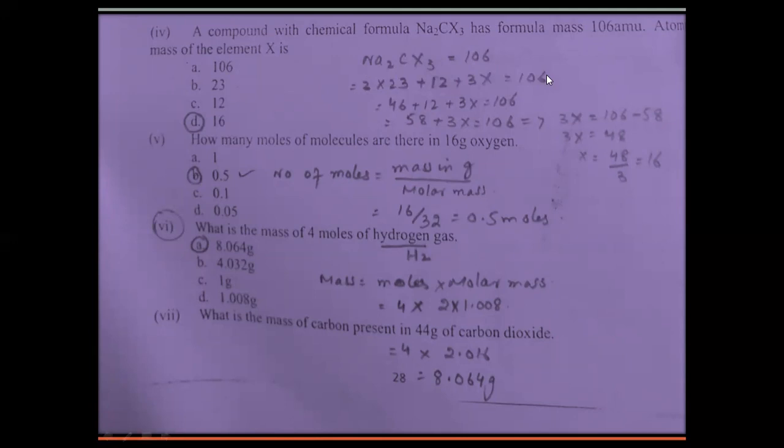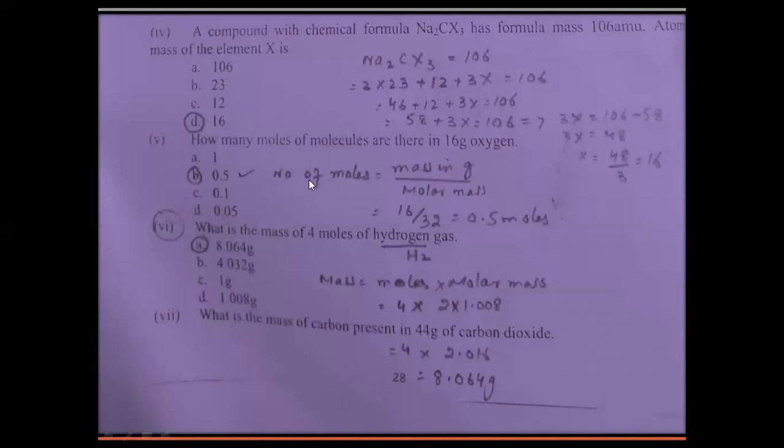Then the total molar mass or formula mass is 106. 23 into 2 is 46, plus 12, plus 3x, equals 106. 46 plus 12 is 58, plus 3x equal to 106. We have to find the value of x, so 106 minus 58 will give us 48. Then to find x, 3 will go down: 48 over 3 equals 16. 16 is the atomic mass of that element. If you see the periodic table, you can see 16 is the atomic mass of oxygen. So 16 is the correct option.